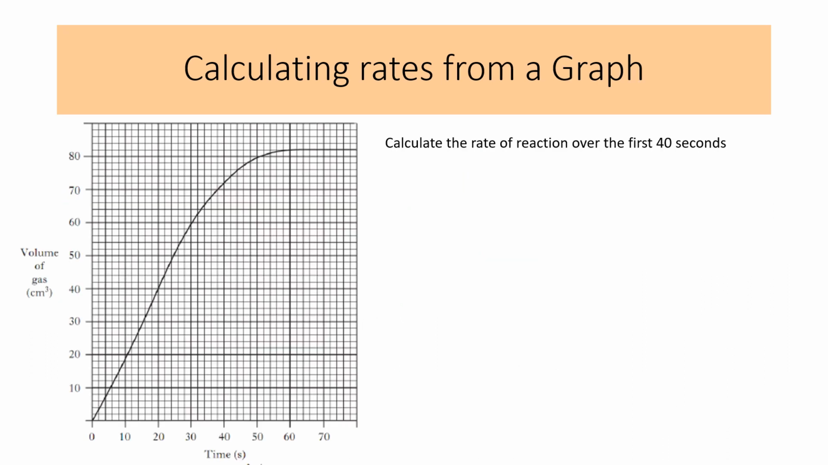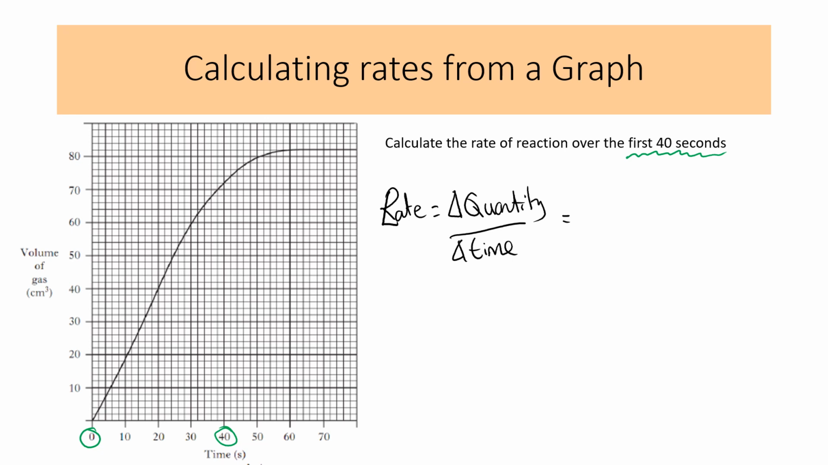Our final one is calculating rates from a graph. And usually the way the question is asked is over the first 40 seconds or over the first number of seconds. Again, you've been asked to calculate the rate. So first thing you do, rate is change in quantity divided by change in time. Now the first 40 seconds means going from 0 to 40. So our time is going to be 40 seconds because that's how long it's taken us.